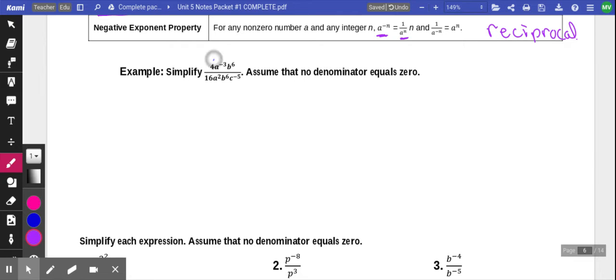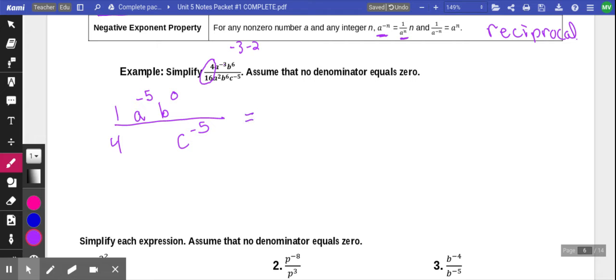So the first thing I'm going to do is my 4 over 16, which reduces to 1 over 4. I then keep the base of a, and I subtract. So I'm going to do negative 3 minus 2, because I always subtract numerator minus denominator. So that's a to the negative 5. B to the 6th over b to the 6th is b to the 0. And then there's c to the negative 5 in the denominator.